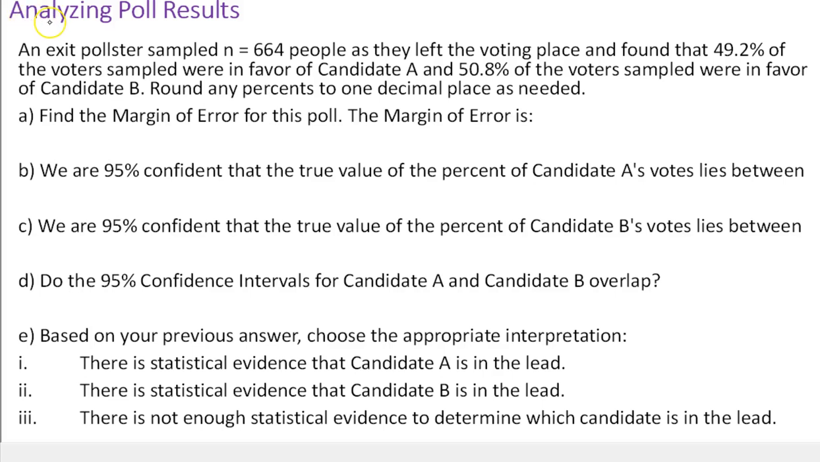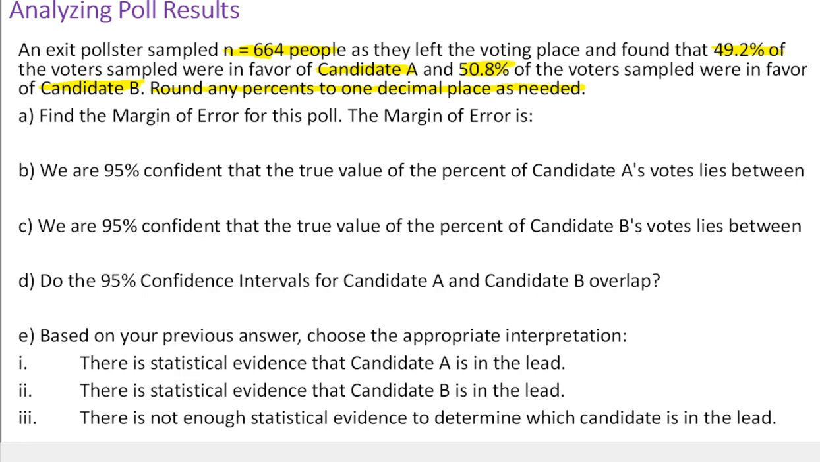In this video, we're going to look at analyzing poll results. An exit pollster sampled n equals 664 people as they left the voting place and found that 49.2% of the voters sampled were in favor of candidate A, and 50.8% of the voters sampled were in favor of candidate B. Answer the questions below, and we're going to round any percents to one decimal place as needed.